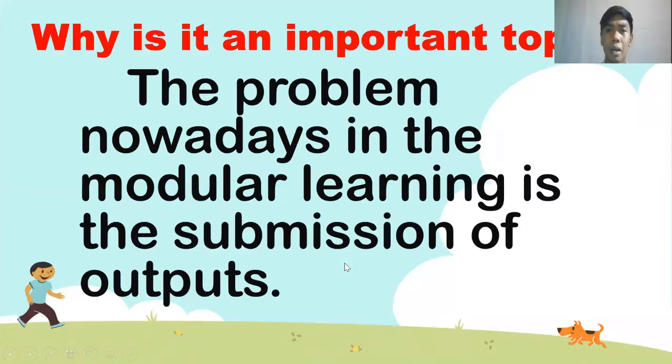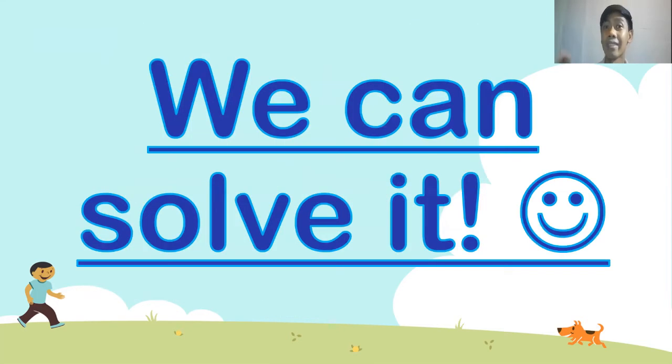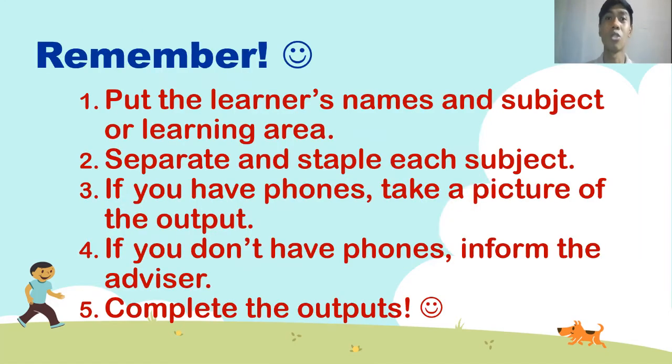Why is it an important topic? The problem nowadays in modular learning is the submission of outputs. Most especially the parents are going to school every Friday to pass the papers of your learners, and the papers are also called outputs. And there are some issues when it comes to submission of your outputs. And here's the thing, we can solve it. Definitely. Here are the things that we should remember.